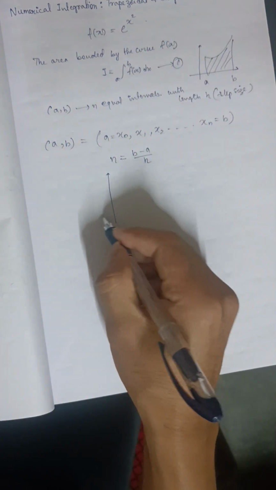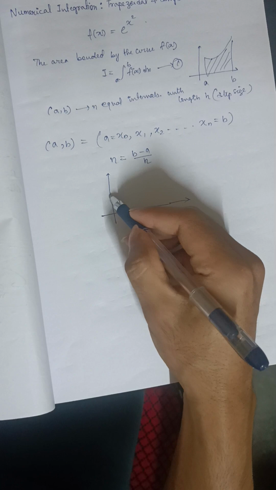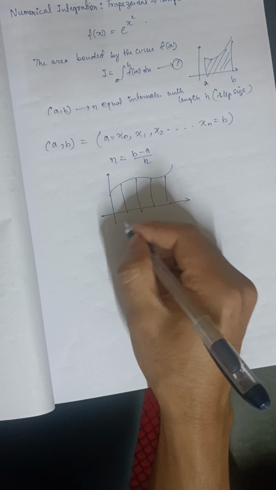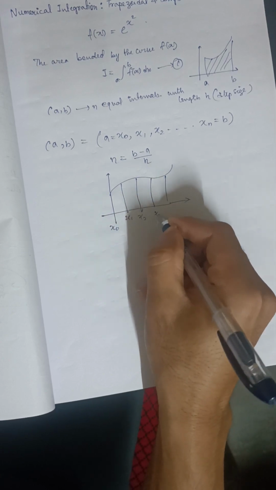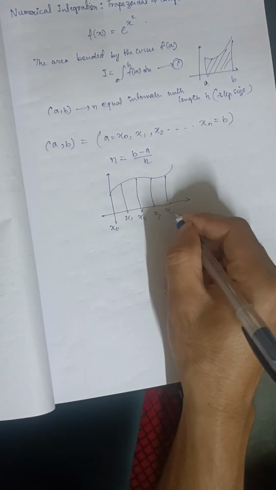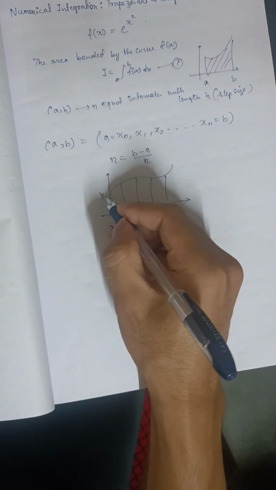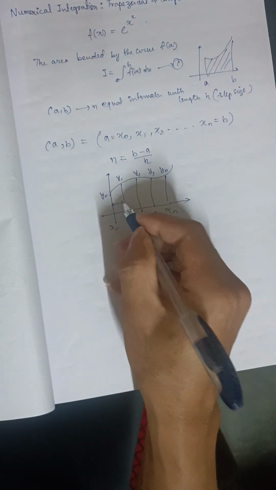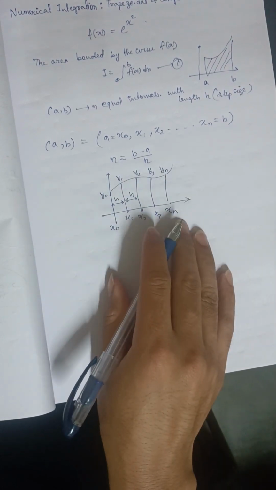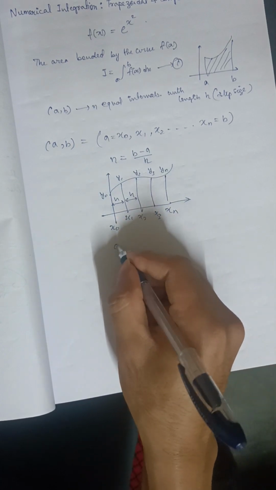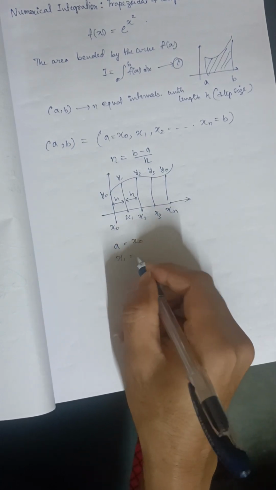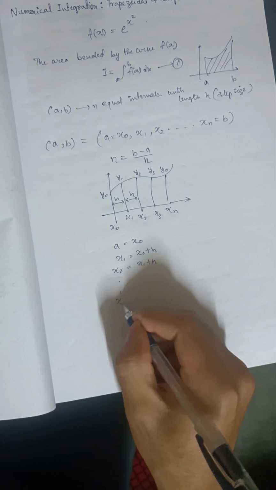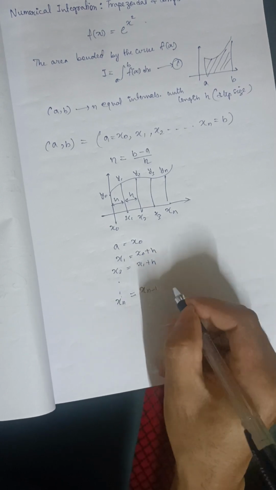After dividing, the function is going to look like this. This one will be x0, x1, x2, x3, and this one will be xn, with y0, y1, y2, y3, and then yn. So this length here will be h. We can also write it as x0, then x1 is equal to x0 plus h, x2 equals x1 plus h, and up to xn, which equals xn minus 1 plus h.